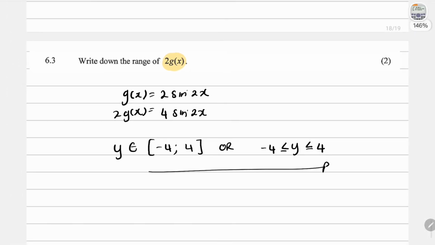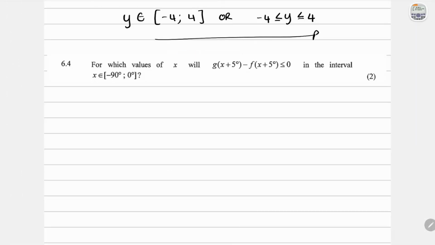Moving on to the next question. We're on 6.4, and 6.4 says, for which values of x will g of x plus 5 degrees minus f of x plus 5 degrees be less than or equal to 0 in the interval where x is an element of negative 90 degrees to 0 degrees? Okay, let's break this down.